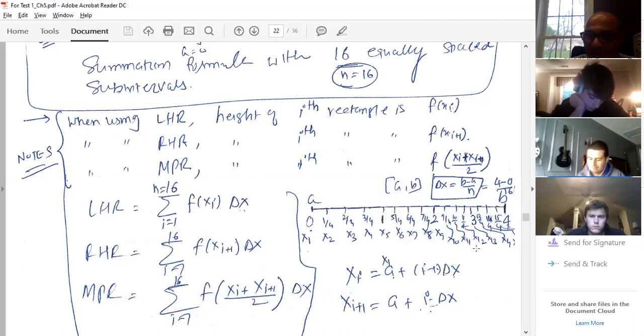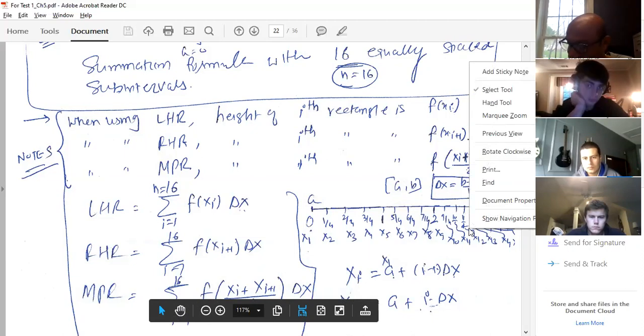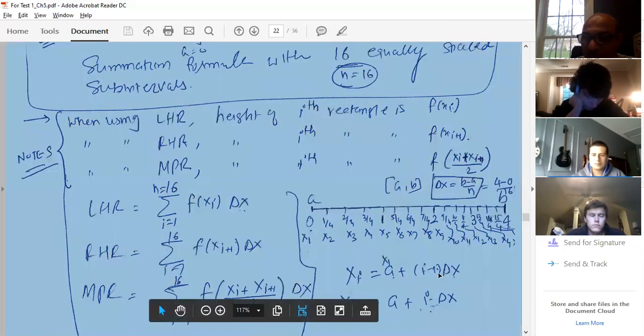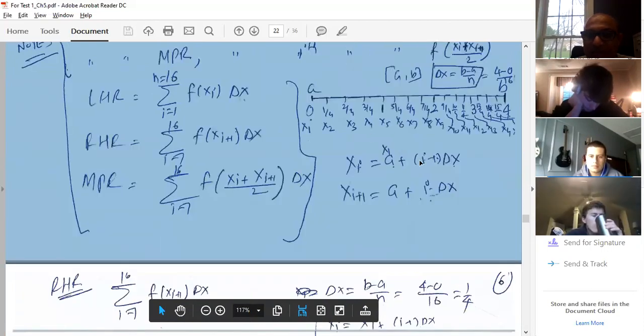And that's what I mentioned over here. Look at here, so that is my xi. This is the formula, a plus, or you can say x1 plus (i minus 1) delta x. And xi plus 1 is a plus i times delta x. Simply i times delta x, not i plus 1, just i times delta x. Look at here. Right? So please keep this in mind: these two and these three formulas.